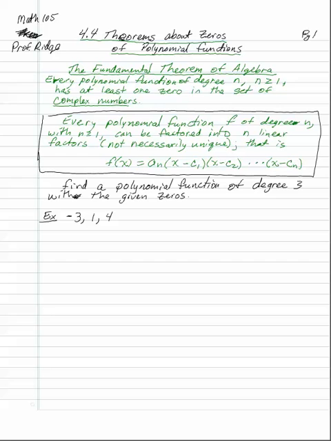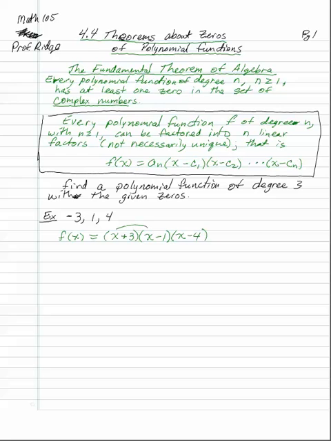So in this example, find a polynomial function of degree 3 with the given zeros. So again, if we're working backwards, if negative 3 is a 0, then we know that the function is going to be equal to x minus a minus 3, which is x plus 3. Remember, you change the sign. x minus 1. And if 4 is 0, then the factor is x minus 4. And if we multiply this out, we will get the polynomial.